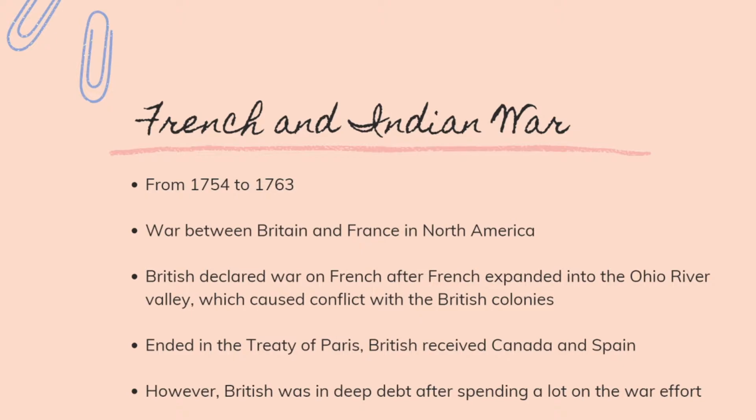Before we delve deep into what caused the revolution, we need to give briefly some background. An important event for the British was the French and Indian War. This war, which lasted 9 years, was fought in North America. Essentially, the French were expanding into the Ohio River Valley, which was very close to the British colonies. As a result, the British declared war. In the end, the British were successful and received Canada and Spain. However, the British were in deep debt after having to spend a lot of money on the war effort.